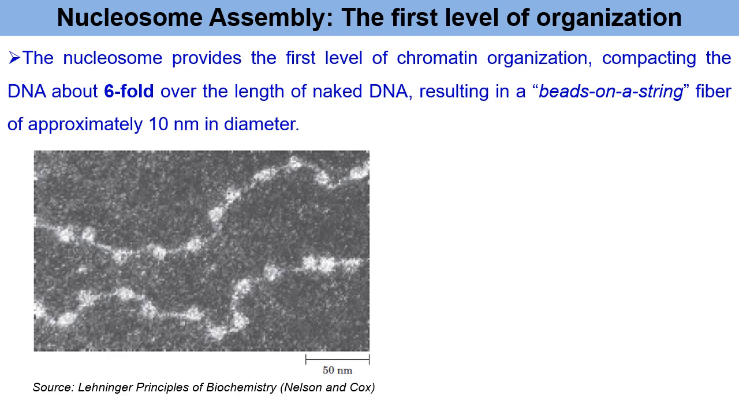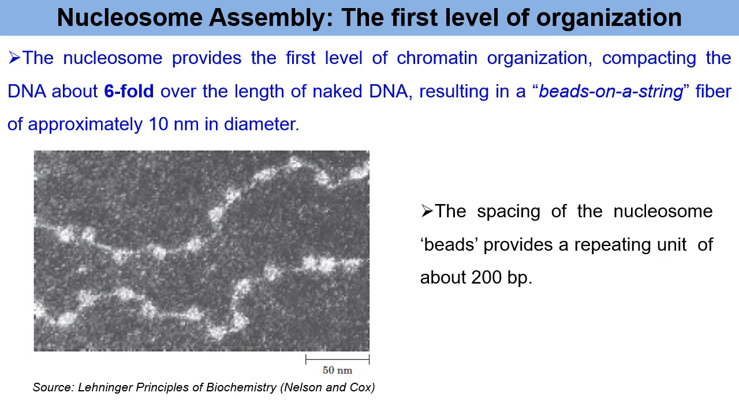The nucleosome thus provides the first level of chromatin organization, compacting the DNA about 6-fold over the length of naked DNA, resulting in a beads on a string fiber of approximately 10 nanometer in diameter. Herein, the beads represent the nucleosome, whereas the string represents the linker DNA. In totality, the spacing of the nucleosome beads provides a repeating unit of about 200 base pairs. So this statement was experimentally proved by Roger Kornberg in 1974.